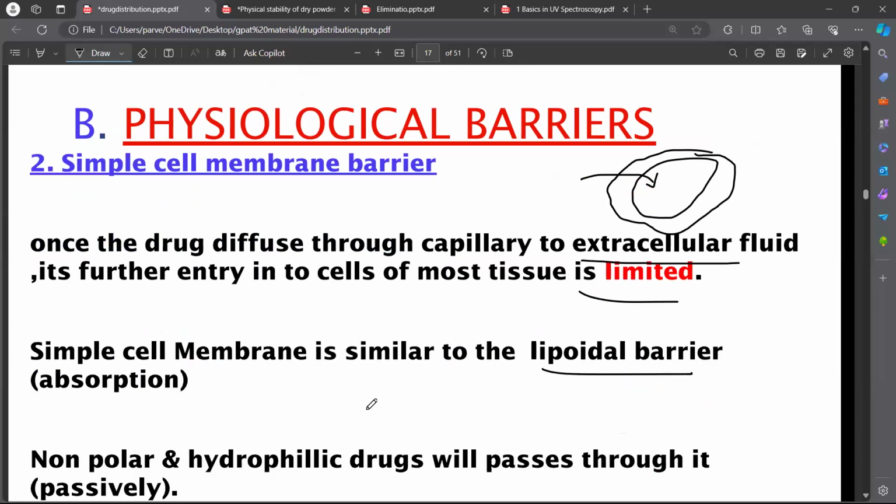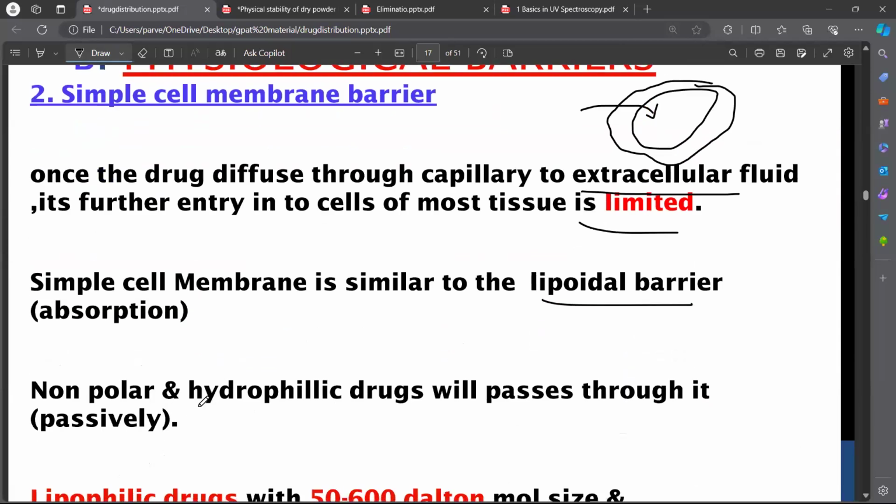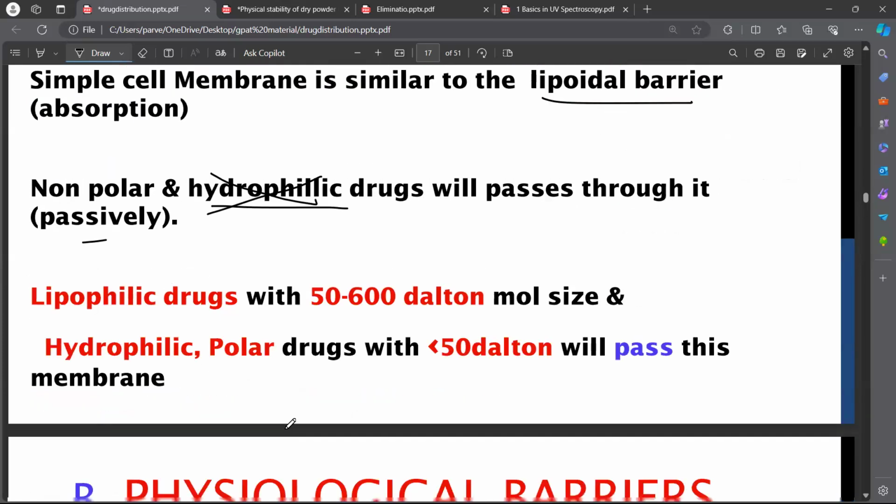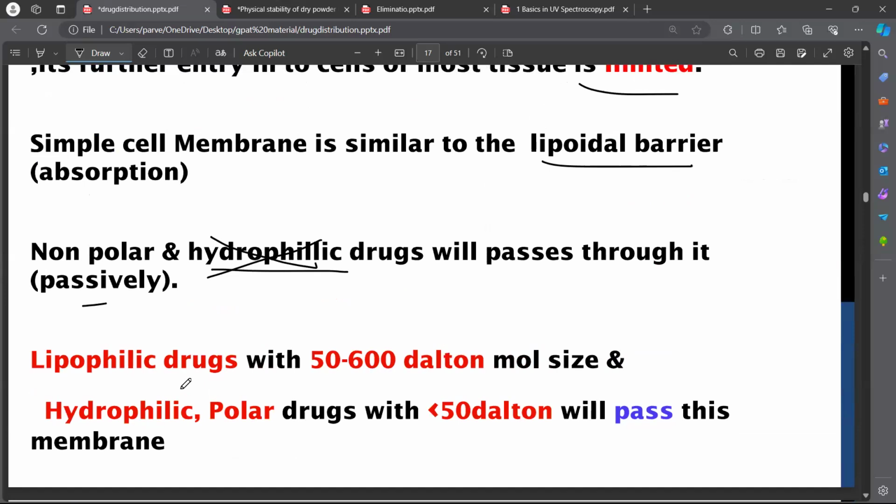As I mentioned, it's similar to a lipidal barrier. Non-polar and hydrophilic drugs will pass. No, it's not hydrophilic. It is hydrophobic. I think it is a mistake in the presentation. This is not hydrophilic. This is hydrophobic. Lipophilic drugs with a molecular weight of 650 to 600 daltons will pass it. As I mentioned, less than 50 daltons.